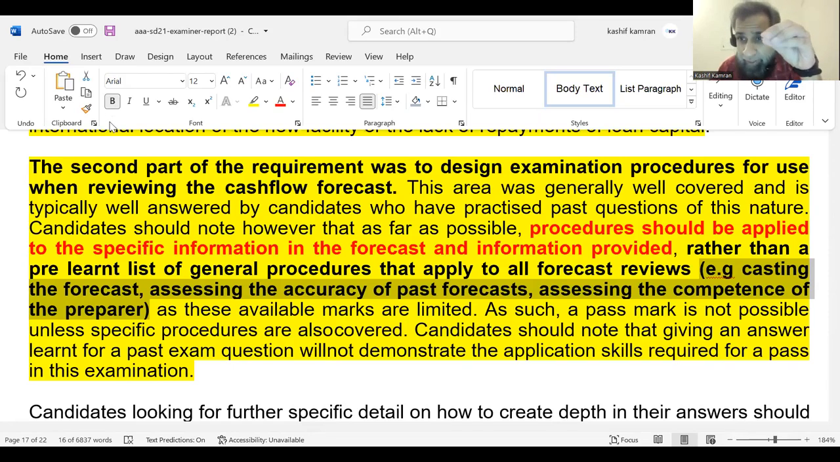He's not refraining you from writing the rote learned procedures in the case of a forecast, but that should be a minority part of your total answer. Is that clear to all of you?